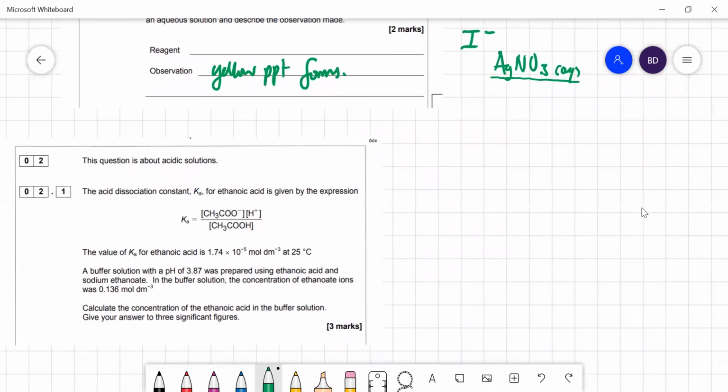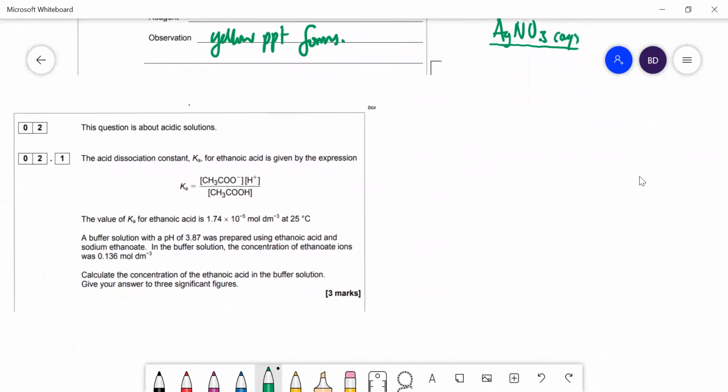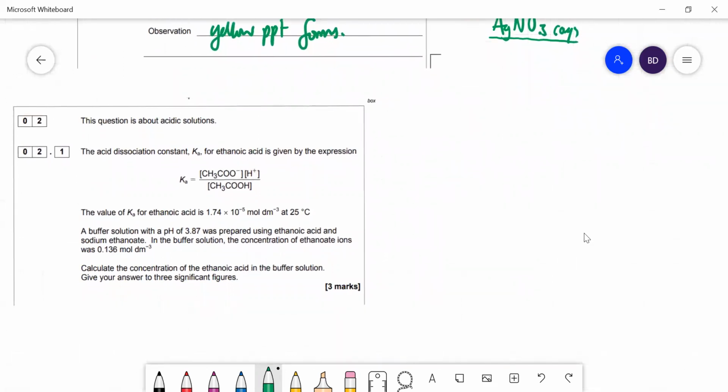This is the longest question on acids and acid equilibrium. They give you the equation for the dissociation constant of ethanoic acid, which is a weak acid, obviously, and they give the value of Ka. Then it says you've got a buffer solution, and they give you the pH of the buffer solution.